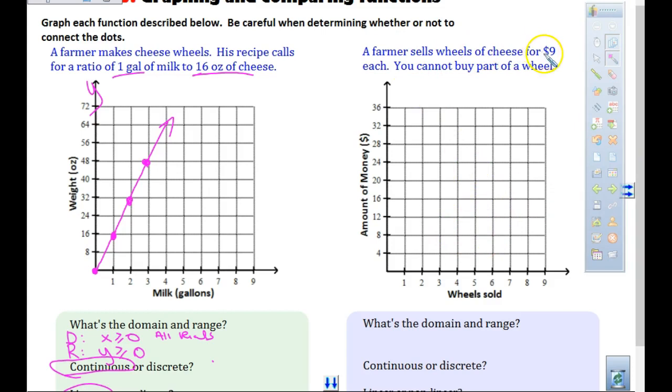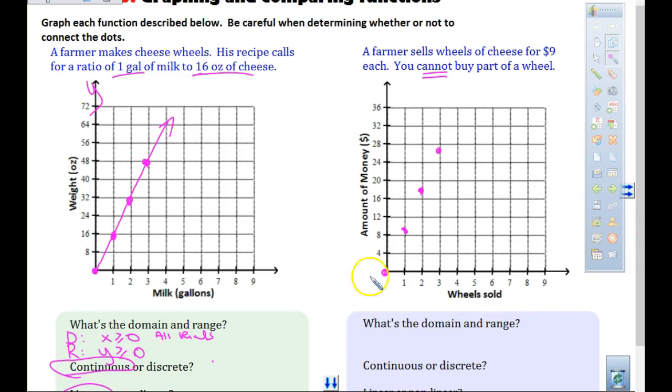A farmer sells wheels of cheese for $9. You cannot buy part of the wheel. So at 0 he makes no money, right? At 1 he's up to 9. At 2, right, we're up at 18. Okay. At 3 we're at 27.